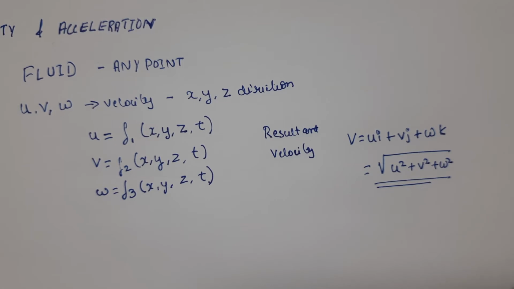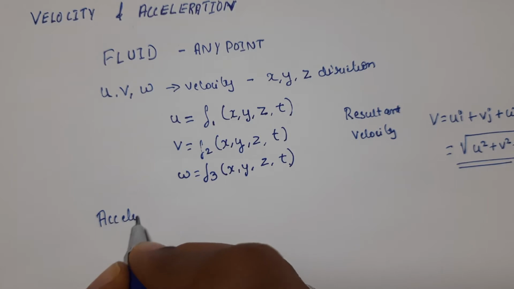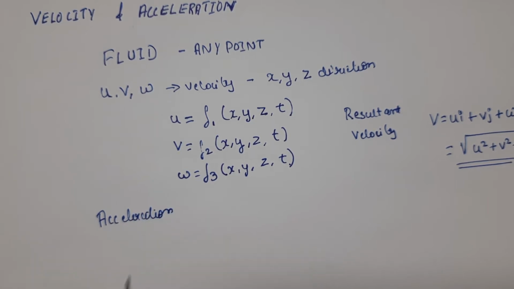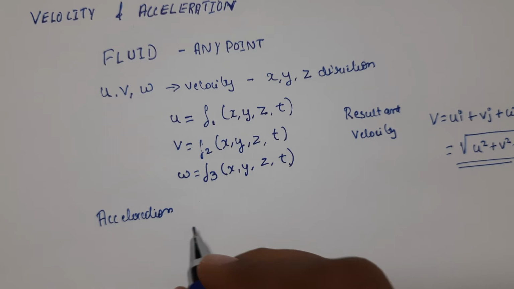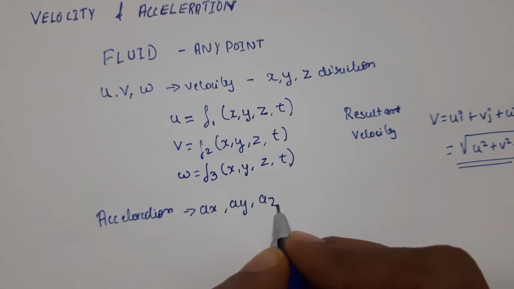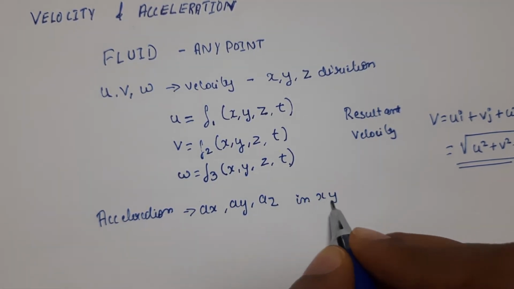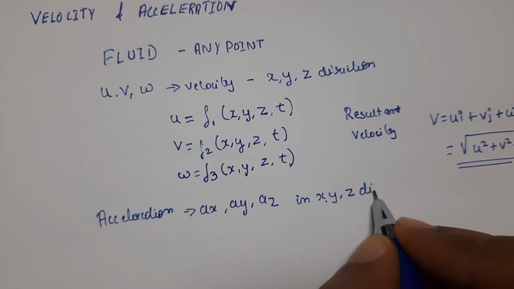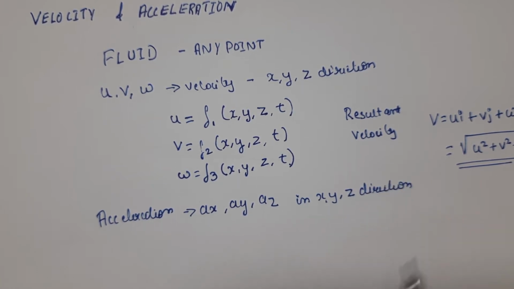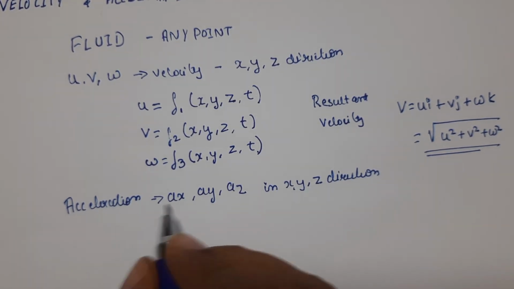Now let us consider acceleration. The total acceleration is ax, ay, and az in x, y, and z directions. Now let us follow the chain rule of differentiation.